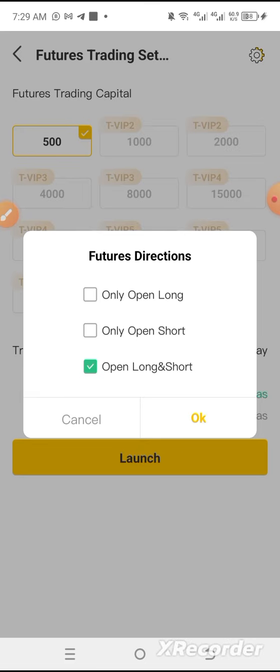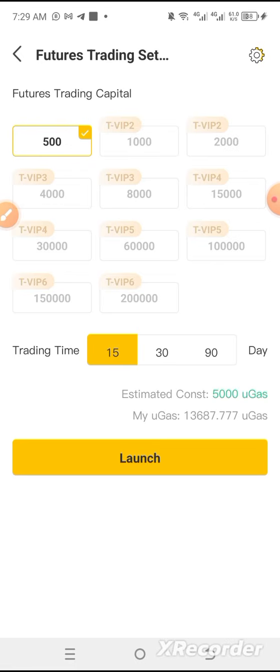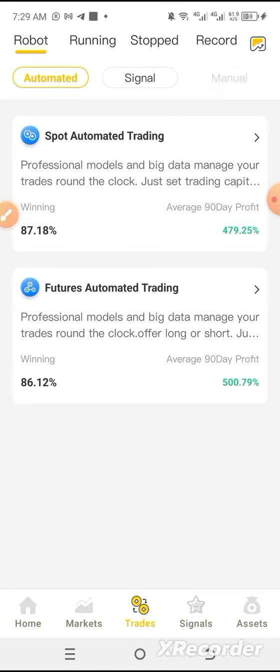Now, which way must it go? But you can also decide to be trading long and short. That means any particular trade you like. So those are the things you can do. Then you launch manual trades.